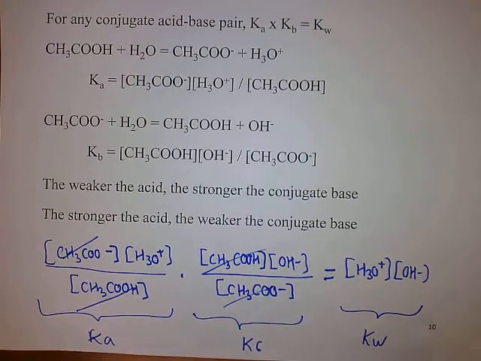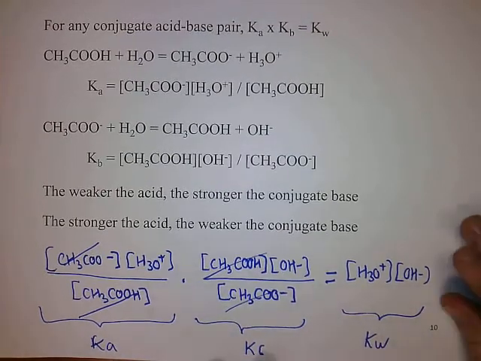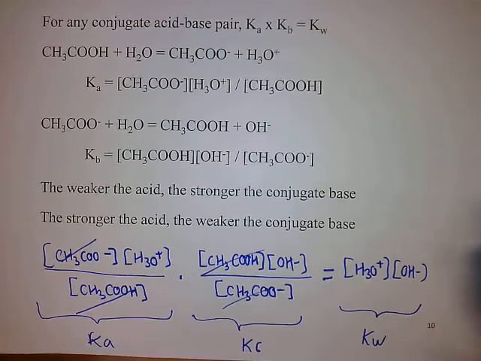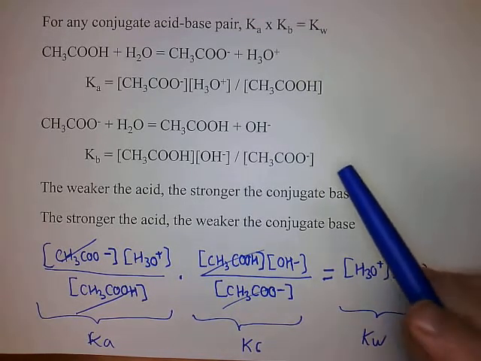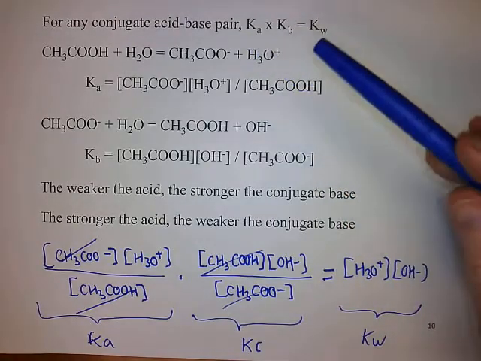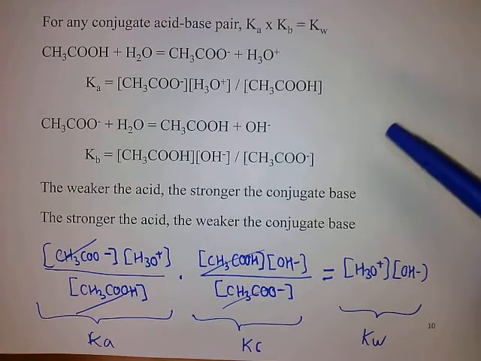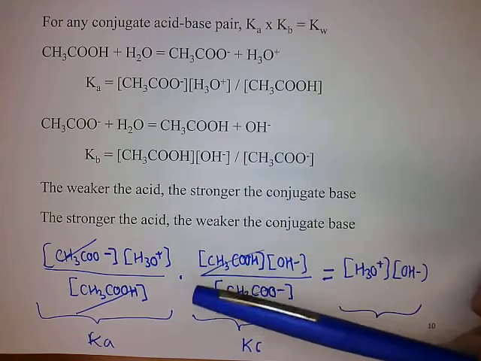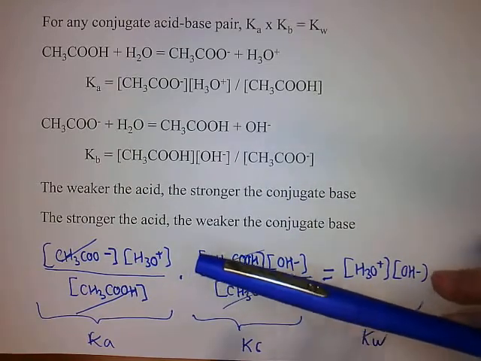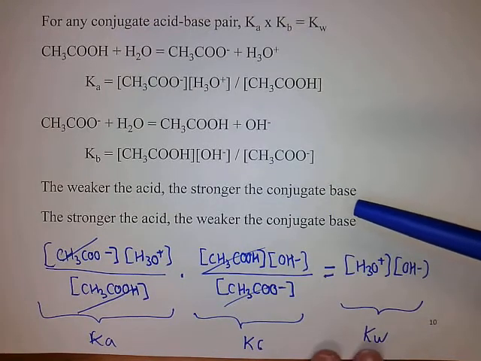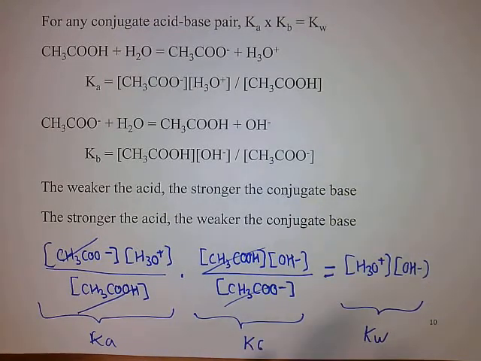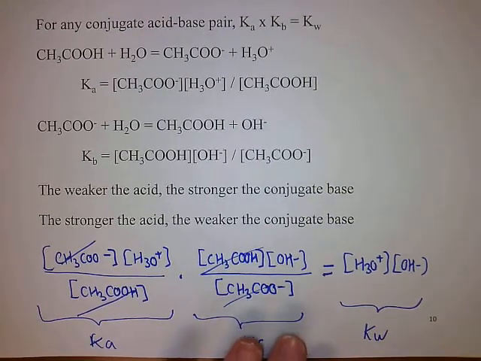Now, anytime the product of two numbers is a constant, that means that as one number goes up, the other number must go down. So as Ka gets bigger, Kb gets smaller, and vice versa. So the weaker the acid, the stronger the conjugate base, and the stronger the acid, the weaker the conjugate base.